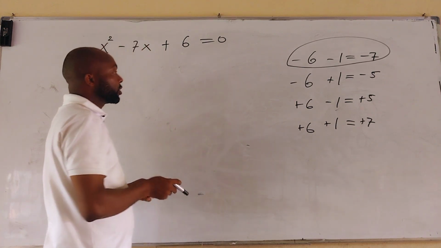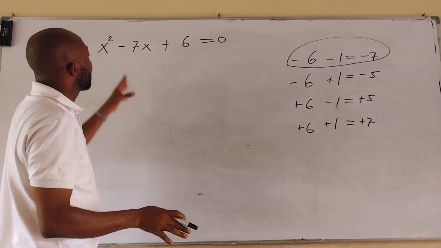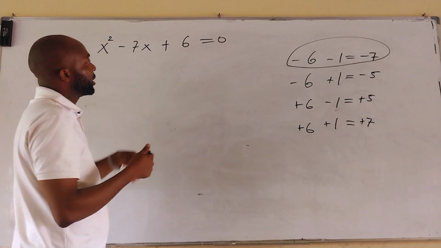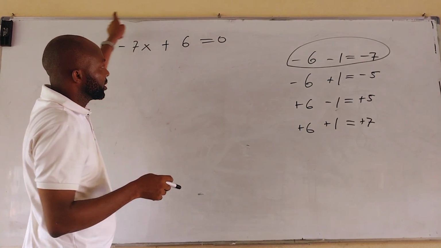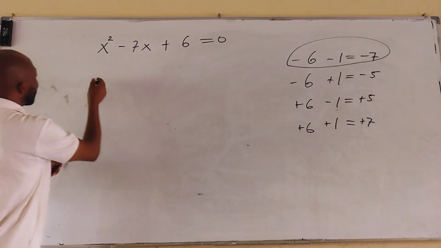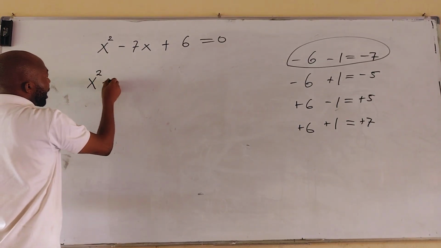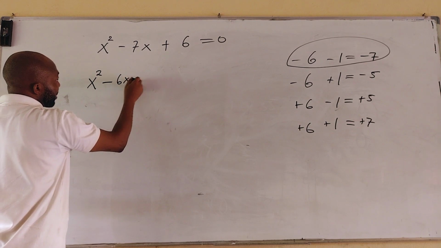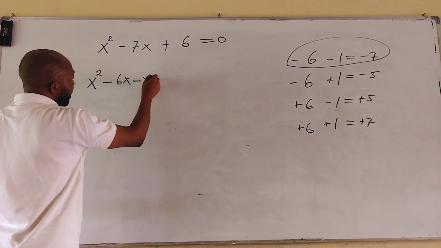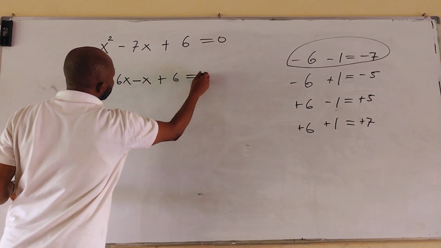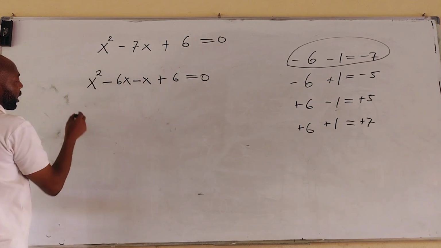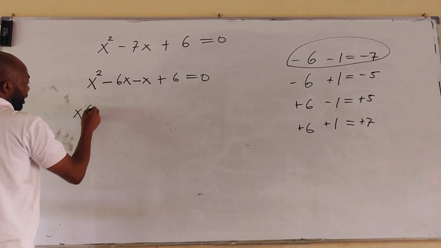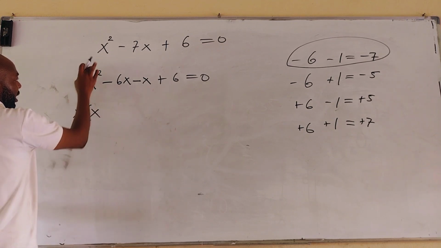So having discovered the two factors that when we add, we have minus 7, we proceed by using those two factors to replace minus 7x. So I now have x squared minus 6x minus 1x plus 6 equals 0. So I factorize. Here I have x squared. I can easily break it down by having x and x. x times x is x squared.